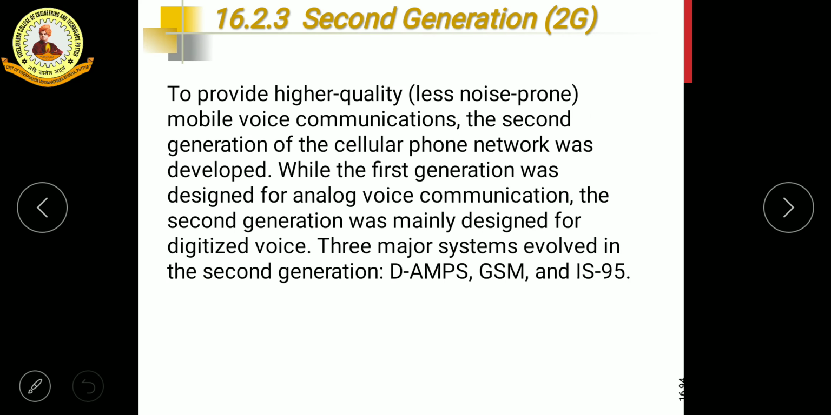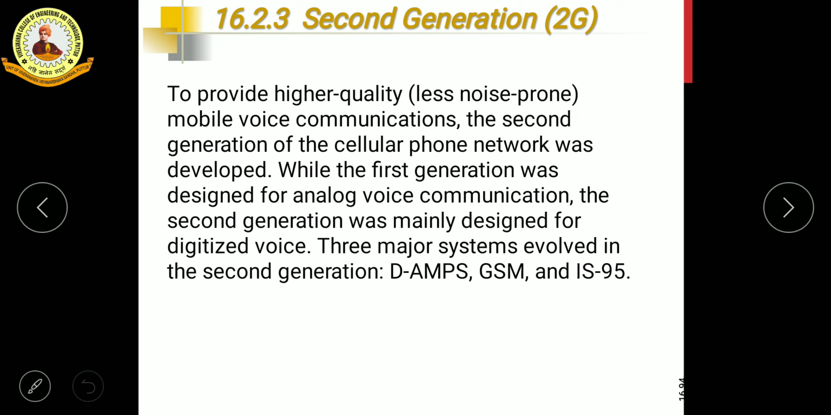In the second generation, cellular telephony has evolved to provide higher quality mobile service, that is, less noise prone mobile voice communication service. So the second generation of cellular telephone network was developed, and while the first generation was designed for analog voice communication, the second generation was mainly designed for digitized voice. So the difference between first and second generation is, first generation was analog, it carries analog voice signals. Here it carries digitized voice signals.